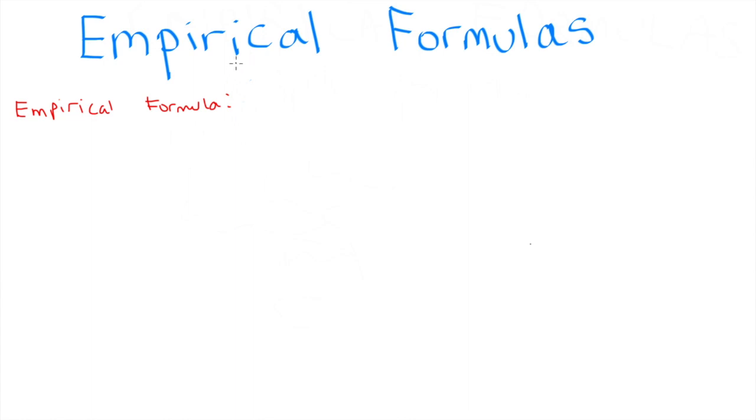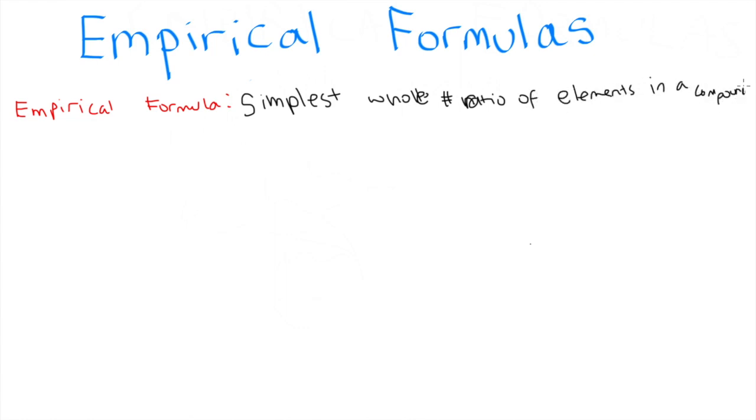And just a heads up, this is the definition from my textbook. An empirical formula is defined as the simplest whole number ratio of elements in a compound. Alright, so there's a couple things to note over here. First of all, it's the simplest whole number ratio.